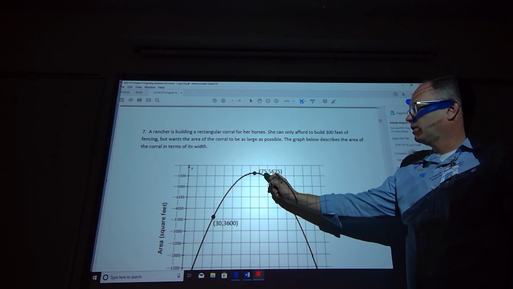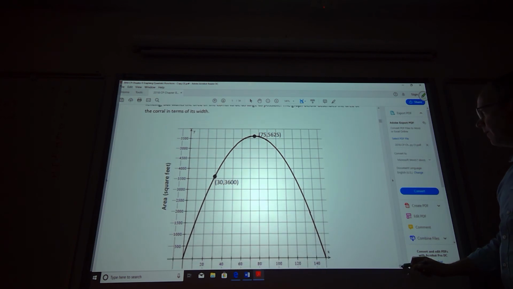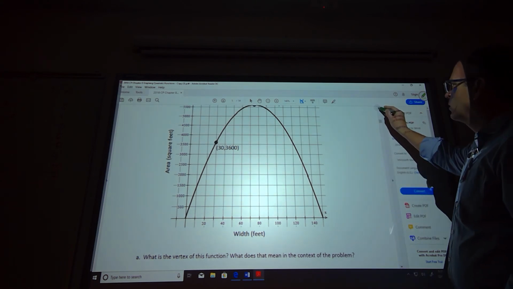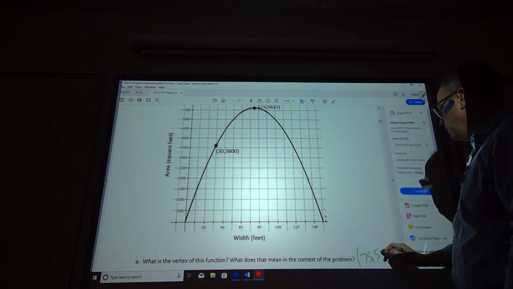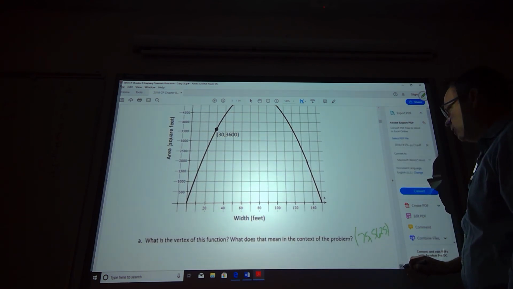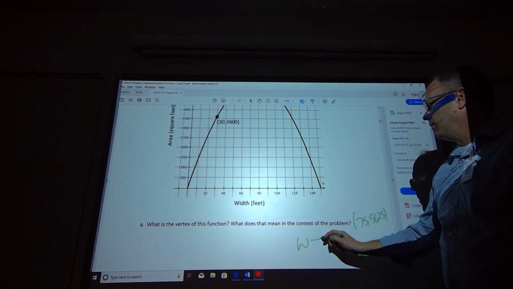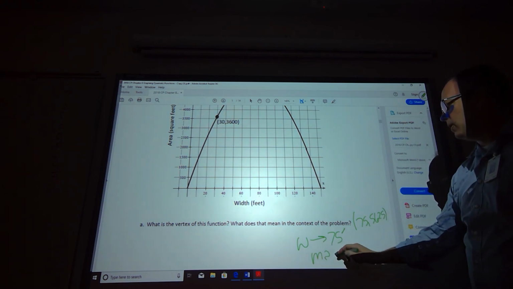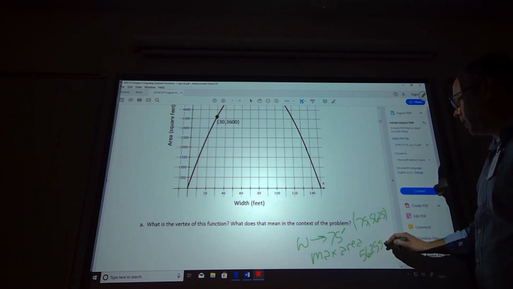So notice this has a vertex at 75, 5,625. So let's answer those questions below. What is the vertex of the function? Well, we just said the vertex was 75, 5,625. Okay, so that's our vertex. What does it mean in the context of this problem? It means I can have a width of 75 feet, okay? And I can have a max area of my corral of 5,625 square feet.